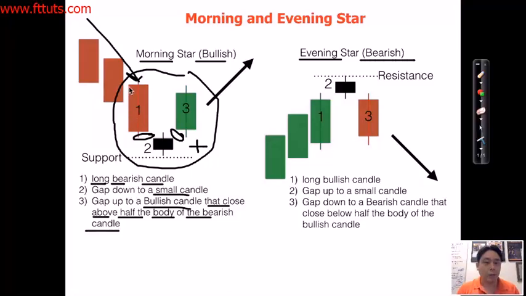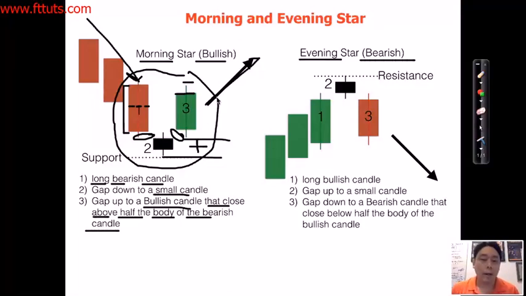So what does it mean? If you take the entire body of the bearish candle and call it 100%, the bullish candle should close above the 50% level of that candle, above half the body. When you see that, that's a pretty reliable reversal pattern. So we could put a buy order a few cents above that bullish candle, and you could put a stop loss either below that bullish candle or below that doji candle.